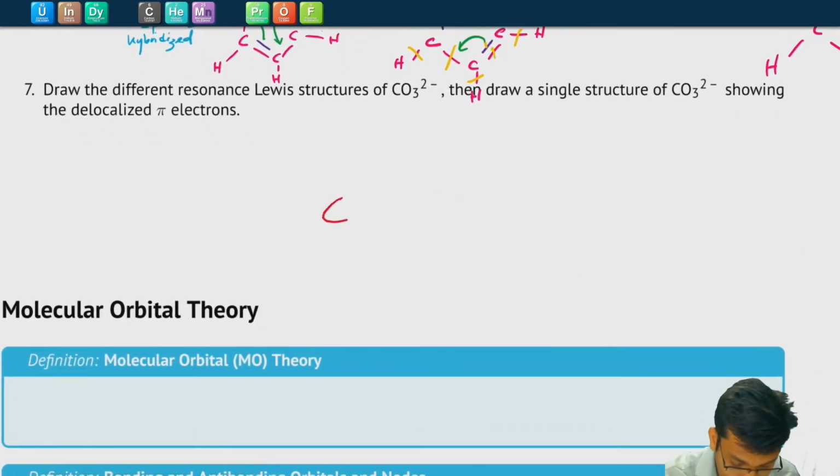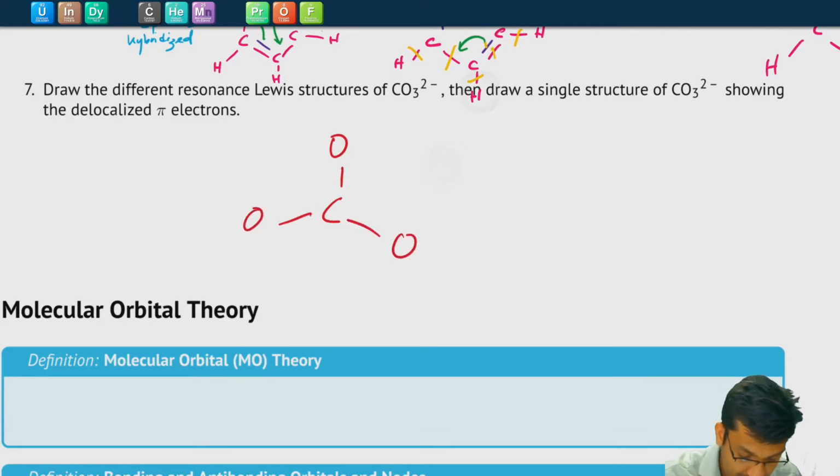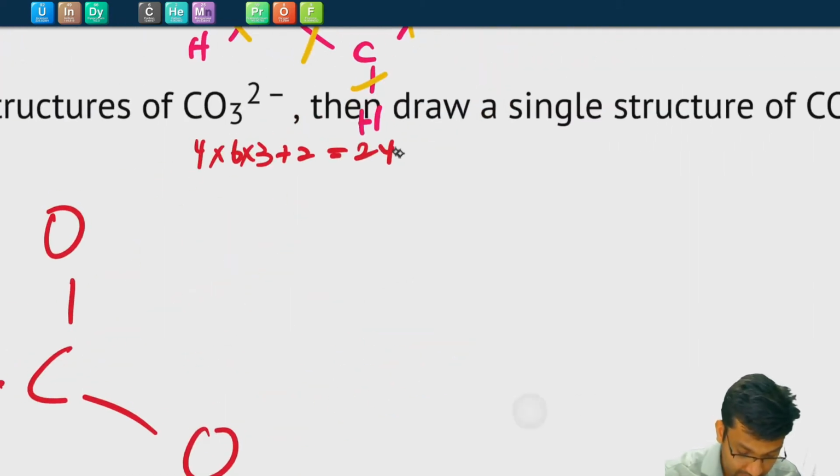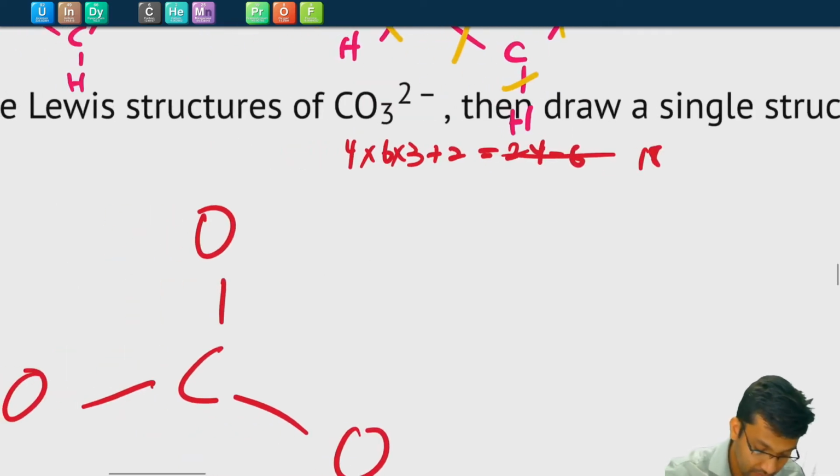Okay, for carbonate, we have 3 oxygens sticking out. How many valence electrons do we have? 4 from carbon, 6 from oxygen, and there's 3 of them, plus 2 from the negative charge. So we have 6 times 3 is 18, plus 2 is 20, plus 4 is 24. We have 3 bonds already, so minus 6. That leaves us with 18 electrons to distribute.